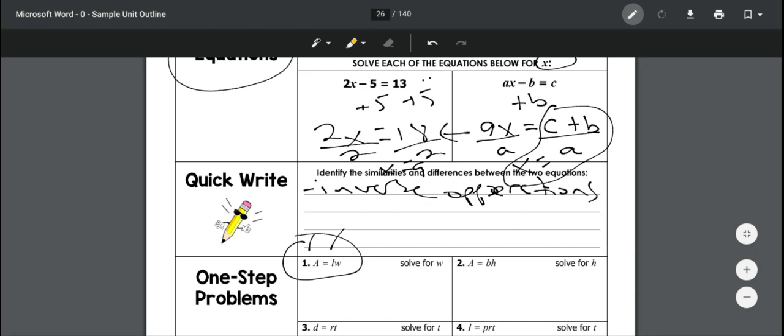The difference is the literal equations, they don't simplify nicely because it's not going to just be x equals 2. It's going to be this whole thing here.